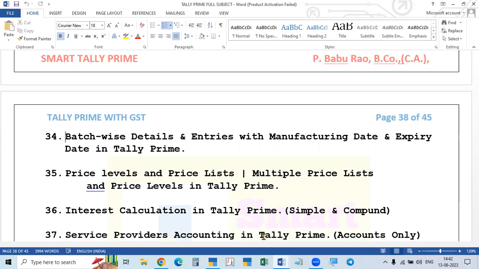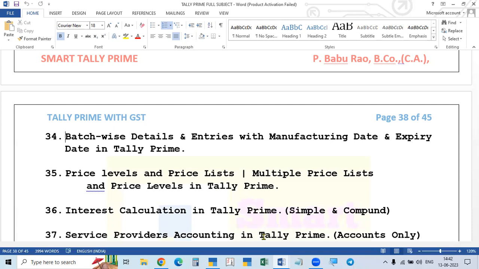So this GST covers both goods as well as services. Goods are also inventory. Buying goods and selling goods, they are called traders. Buying services and selling services, they are called service providers.